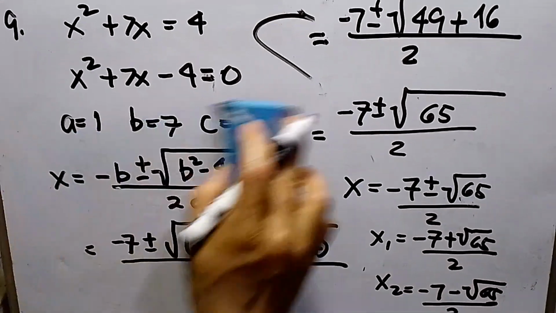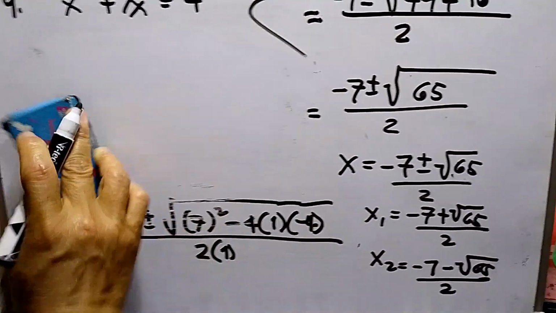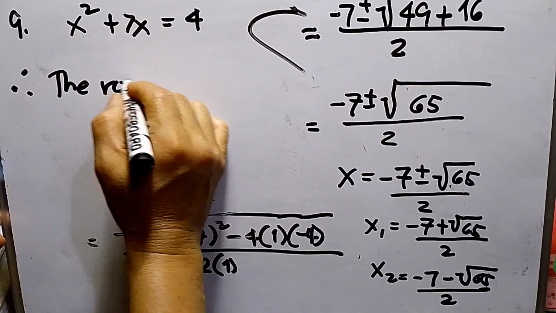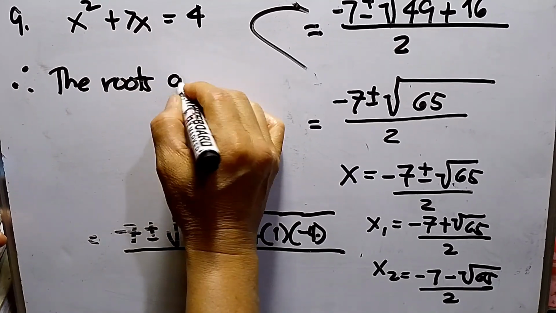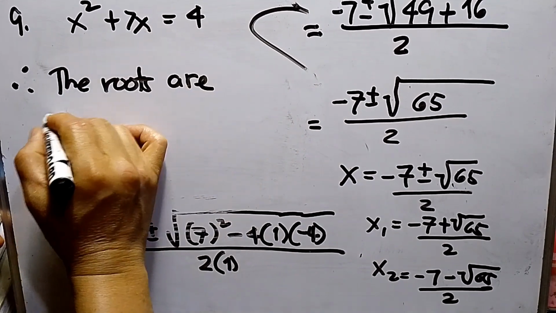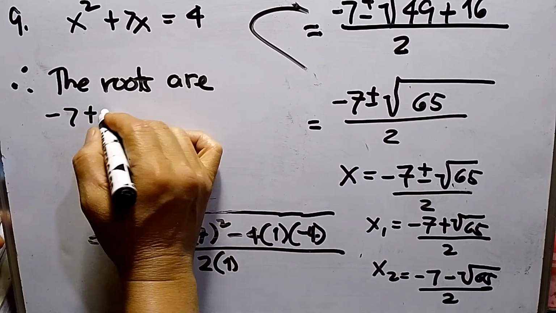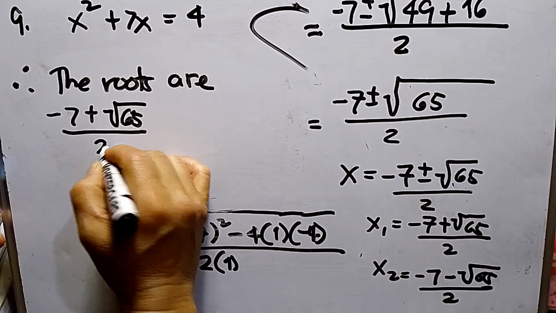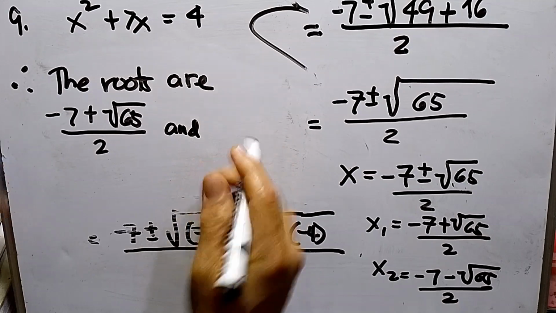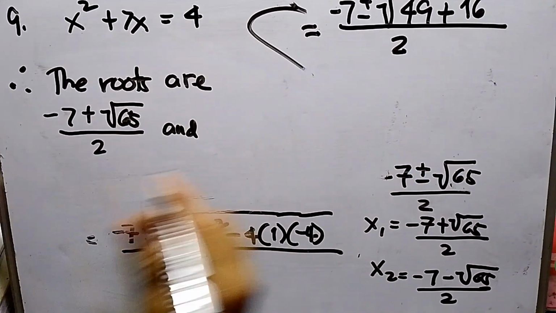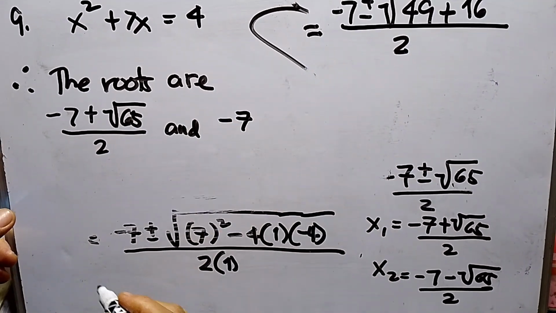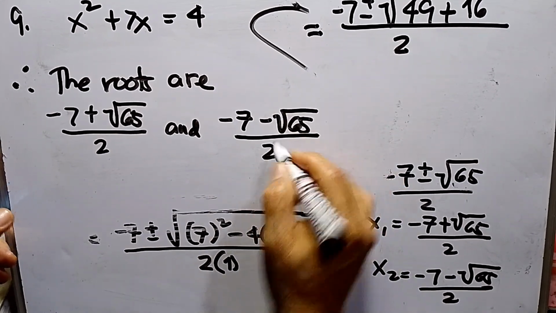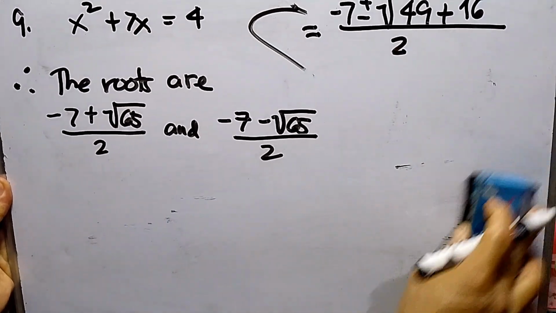So therefore, the roots for number 9 are negative 7 plus square root of 65 over 2 and negative 7 minus square root of 65 over 2. So that's for number 9.